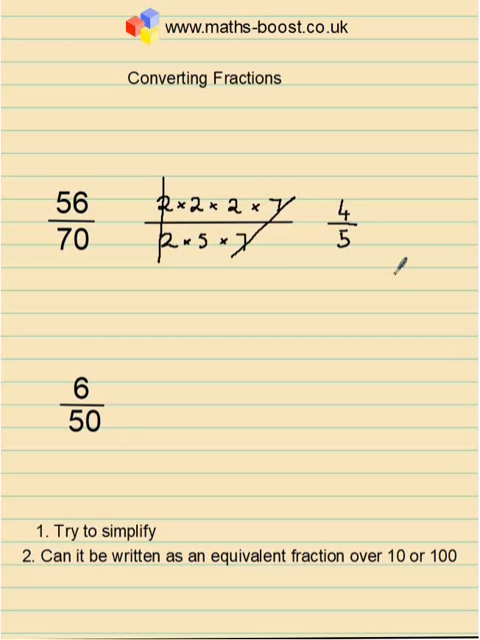Can I write this fraction as an equivalent fraction with a denominator of 10 or 100? This would make the division much easier, as dividing by 10 or 100 is simply a case of moving 1 or 2 place values. And again, you may need to revise equivalent fractions if you're not sure. But in this case, I certainly can write this fraction as an equivalent fraction over 10. And because I times the denominator by 2 to get to 10, I must also times the numerator by 2 to keep the fraction equivalent.